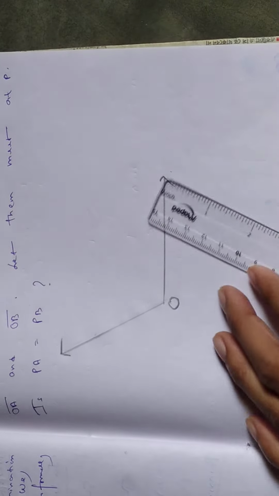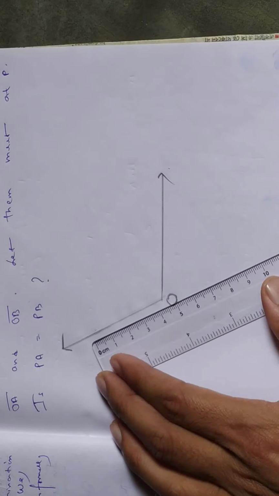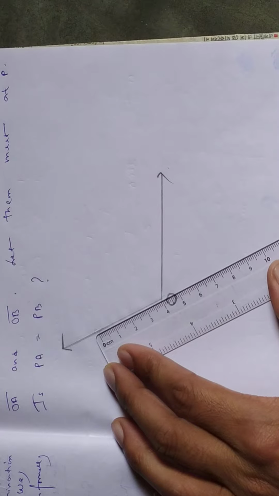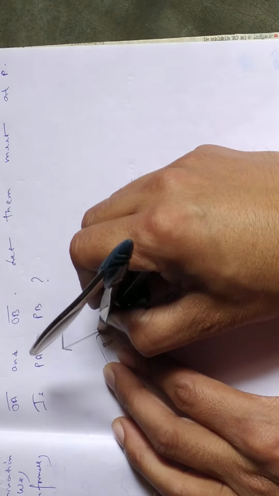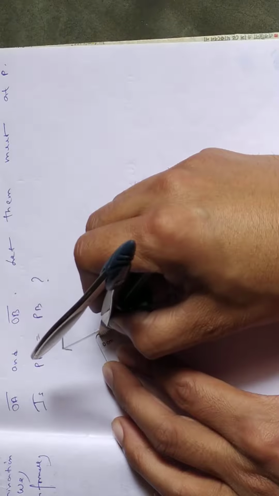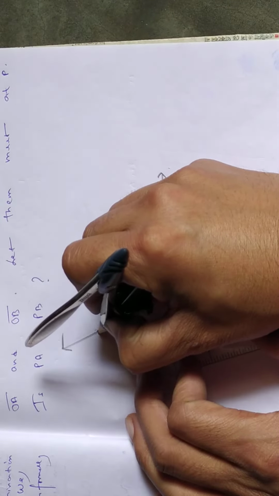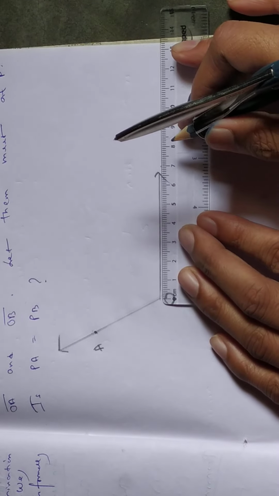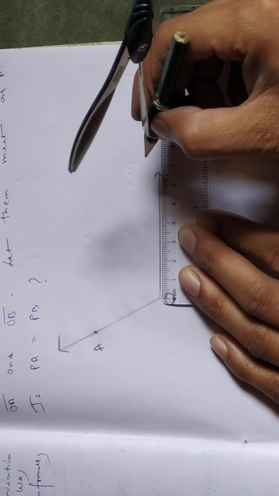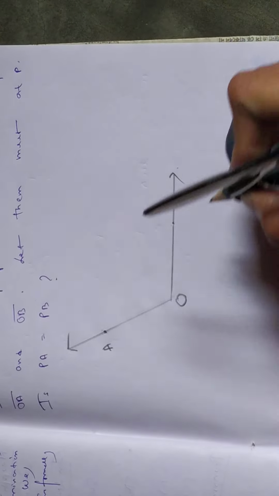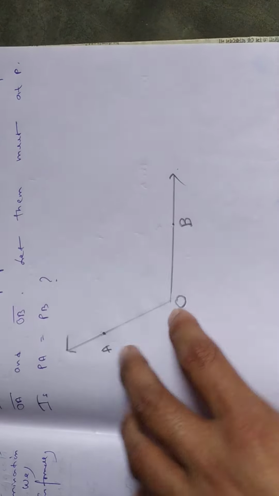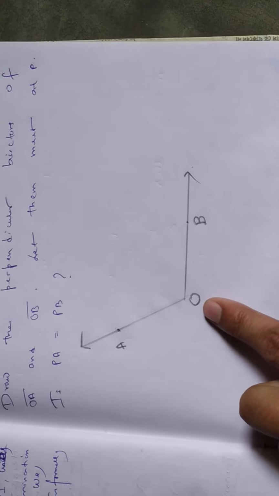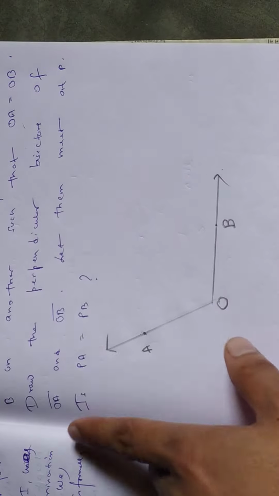So with your scale, any measurement you can draw. Suppose I am taking 4 centimeter OA. So this one you can see 4 centimeter. So this is the point A. And here also you have to take 4 centimeter. So this one is the point B. OA equals OB as given in the question. This is the vertex. Now draw the perpendicular bisector of OA and OB.